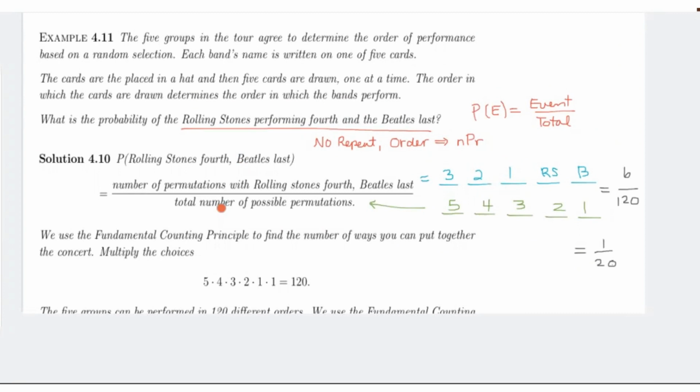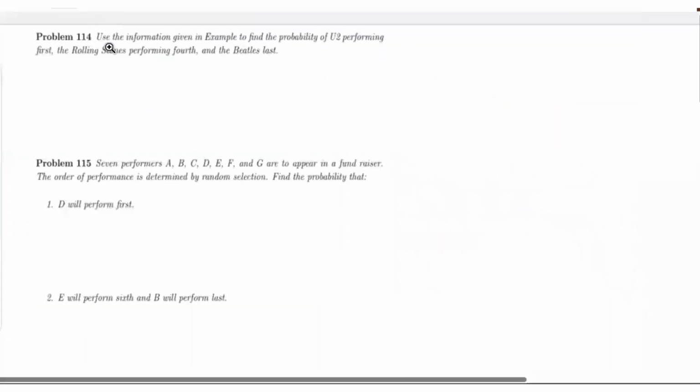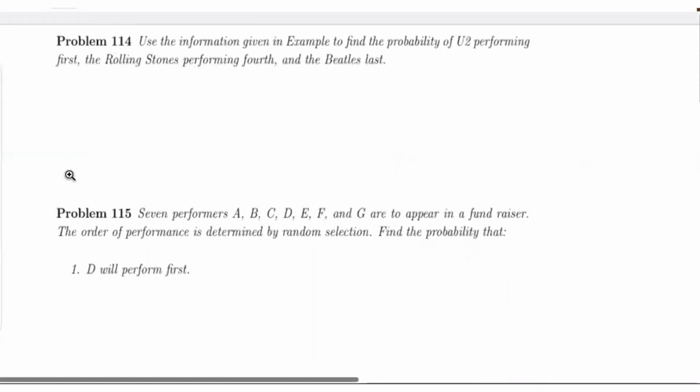Are we okay with this? Event over total. Keep in mind, it is event over total. I want you to turn to the next page.